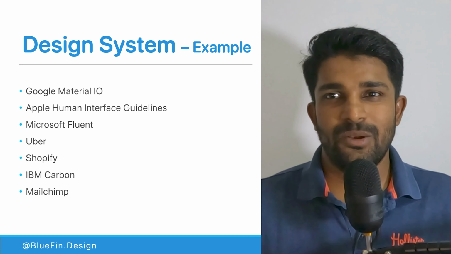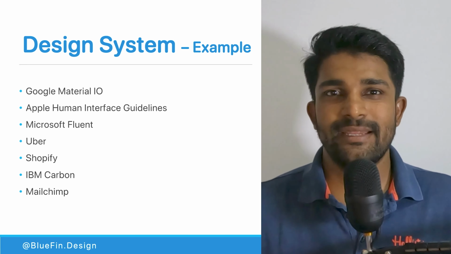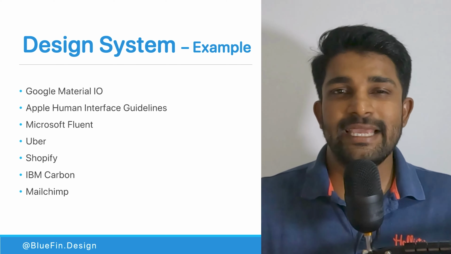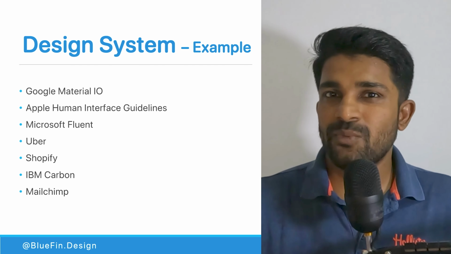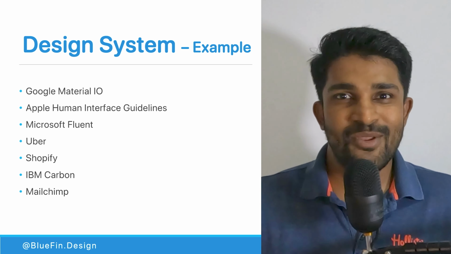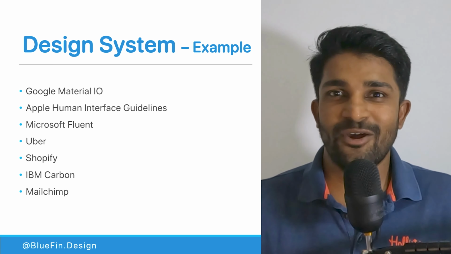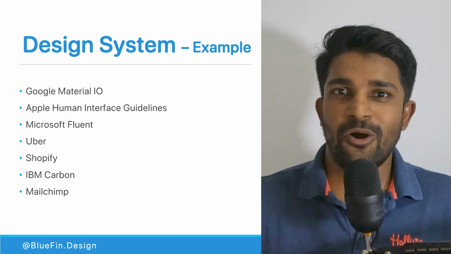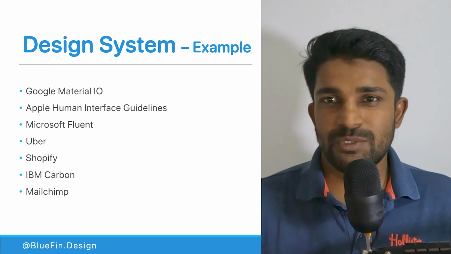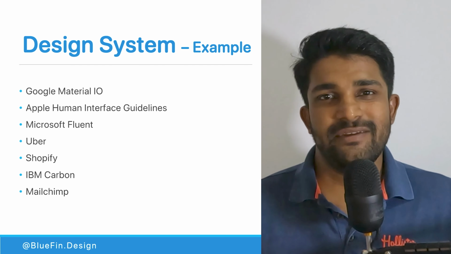So the first one on the top is the Google Material IO, which I think is a very popular design system that they've created. The next one is also, like, this is not in a sequential order of popularity or a good example. I'm just listing all the popular ones out here. The next one is the Apple Human Interface Guidelines.